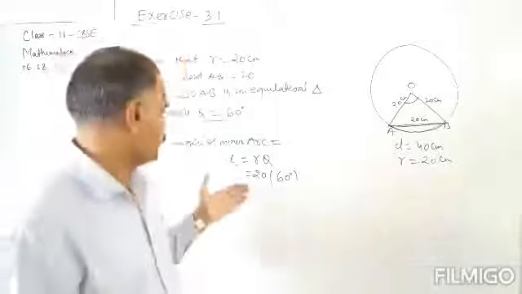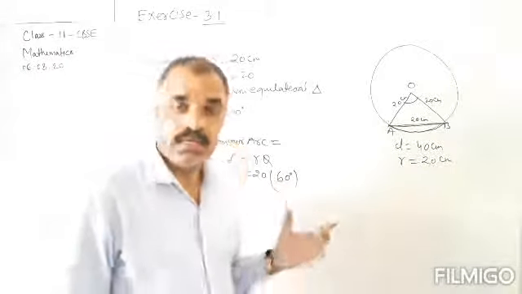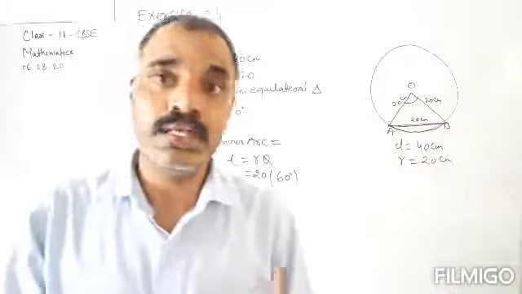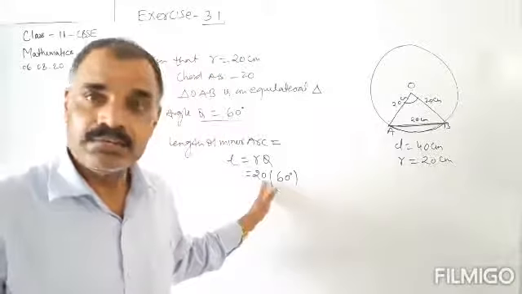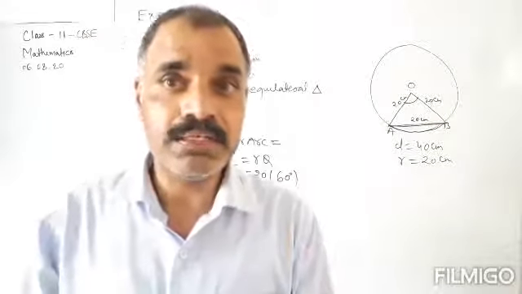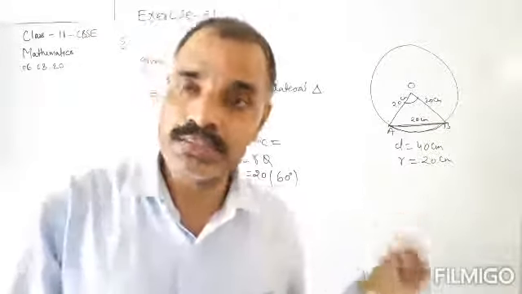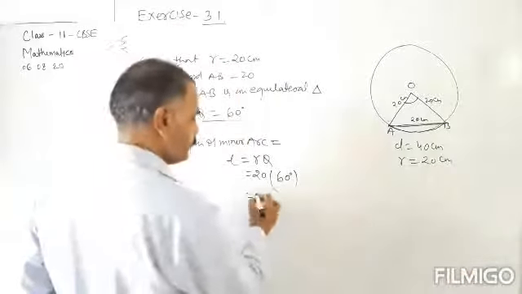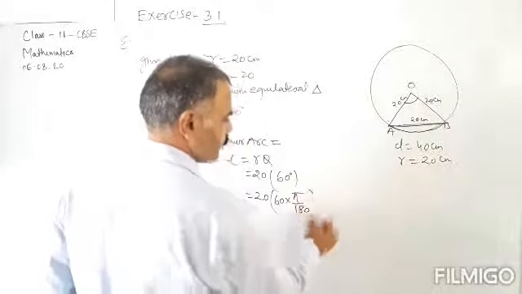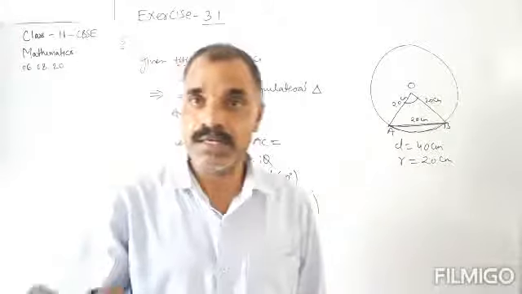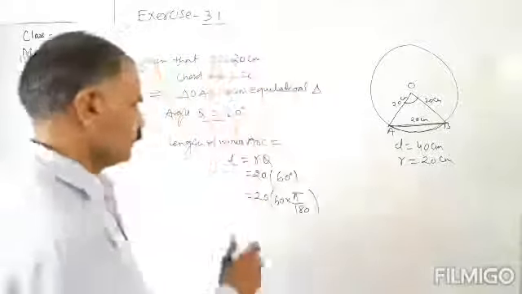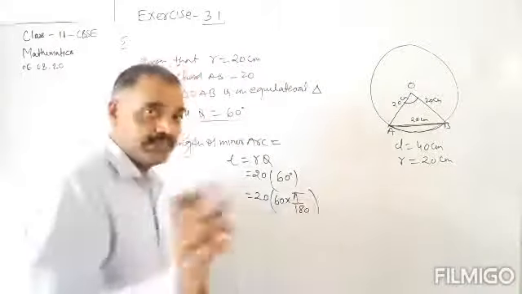Now this is the length of the minor arc, but the angle is in degrees. We have to convert this angle into a real number because 20 is real. Real number means radian measurement. So we have to convert this degree into radian measurement. So this is equal to 20 times 60 degrees multiplied by pi upon 180. When degrees are multiplied by pi upon 180, the degree measurement converts into radian measurement.